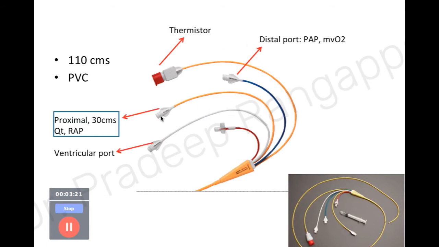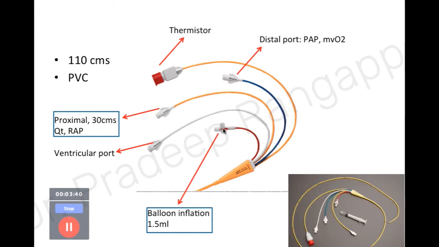And this is the proximal port, which sits at 30 centimeters. It sits in the right atrium. So basically, it measures the right atrial pressure and helps in estimating the cardiac output. And this is the ventricular port, as the name suggests, it sits in the ventricle.